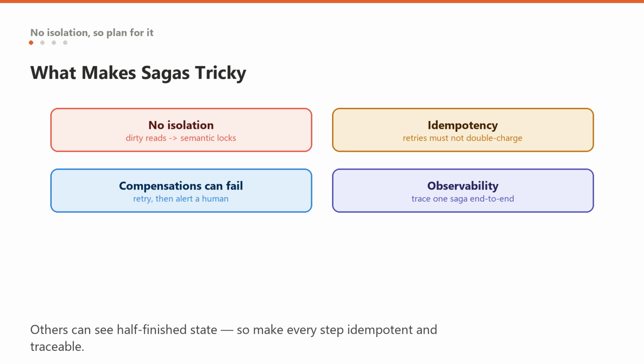record as pending. Second, every step and every compensation must be idempotent, because messages get retried, and running the same step twice must not double charge a customer. Third, compensations can themselves fail, so you need retries and, ultimately, a way to alert a human. And fourth, observability. Because the transaction is spread across services, you need good tracing to follow a single saga end to end. These are the details that separate a textbook answer from real experience.